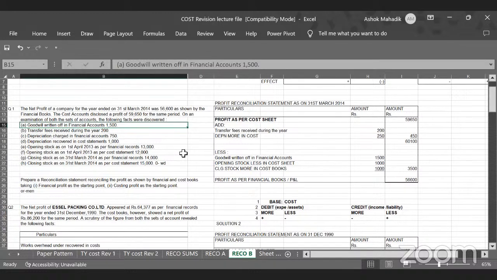So goodwill we never write in cost sheet. बराबर? Goodwill cost sheet में होता ही नहीं. Clear? This should be known. Okay. Let us go to our steps.